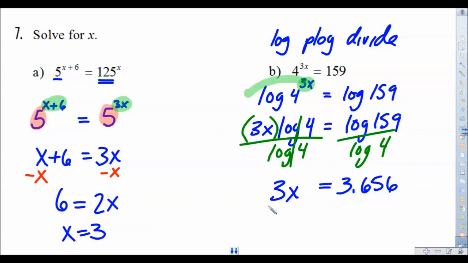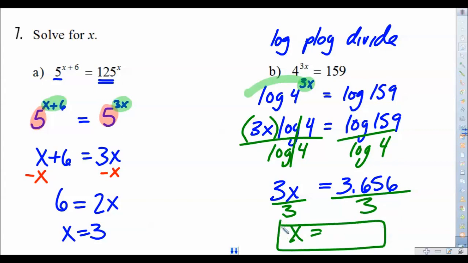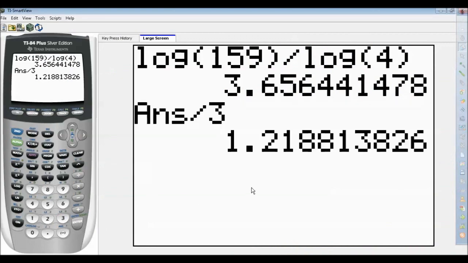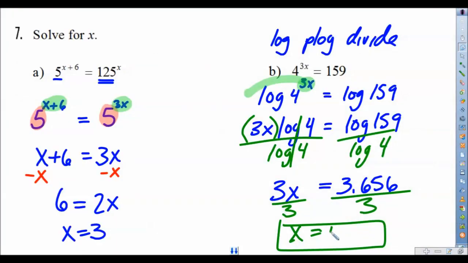Notice here we're still not done. We didn't actually find our solution yet. The last thing we have to do now is to solve for x by dividing both these values by 3. And that'll tell us what x is here. So let's go back and let's divide that previous answer here by 3. So 1.219. There we go.